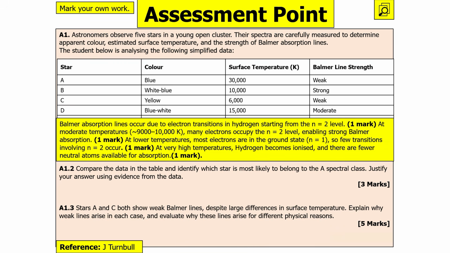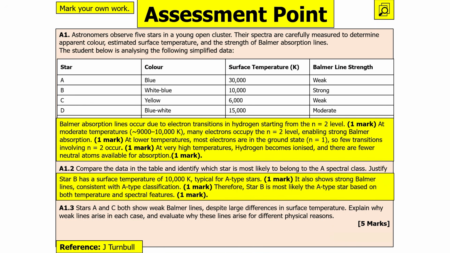Balmer line absorption is due to electron transitions in hydrogen from the n equals 2 level. At a moderate temperature, many electrons occupy the n equals 2 level, enabling strong Balmer absorption. At lower temperatures, most electrons are in the ground state, so fewer transitions involving n equals 2 occur. At very high temperatures, hydrogen becomes ionized and there are fewer neutral atoms available for absorption.